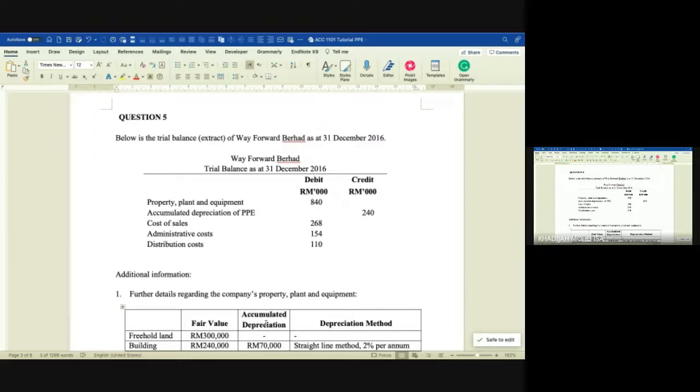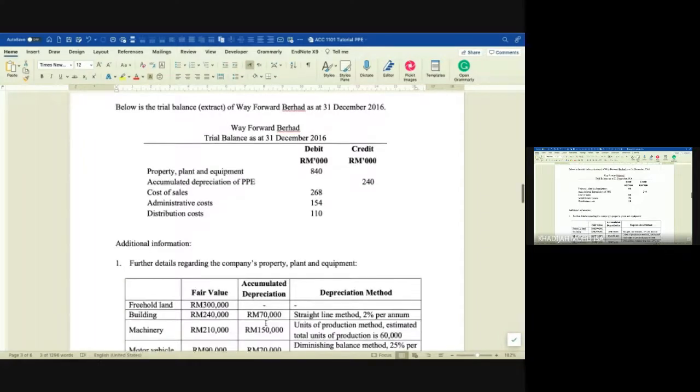I do not know. Below is the trial balance, which is the extract. So it means that when you have a trial balance extract, it's not the full trial balance. It just takes the part of the relevant information to you. Of Way Forward Berhad as at December 2016. So you have PPE of 840,000. Accumulated depreciation is 240,000. Cost of sales 268,000. Admin cost 154,000. And distribution cost 110,000.